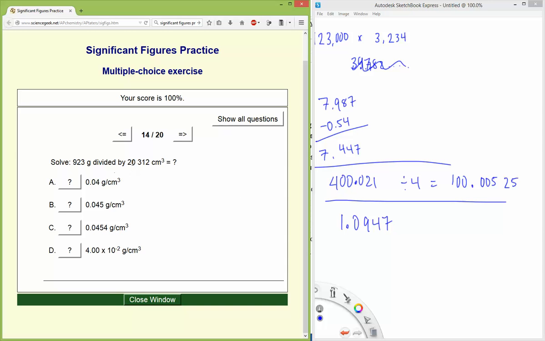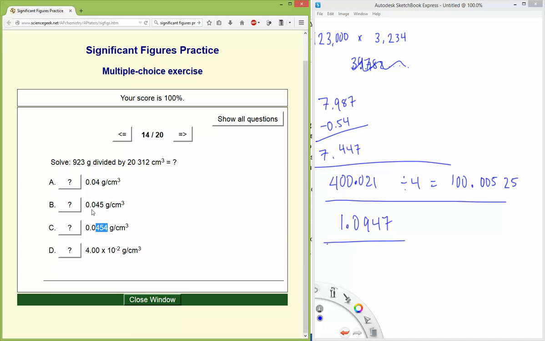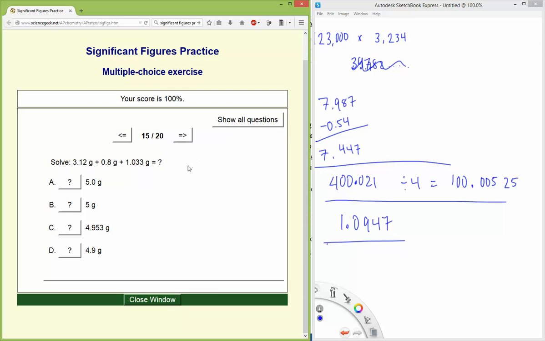Okay, so 923 divided by 2312. They're all going to be some variation of this 0.04 something. How many decimals do we want to keep, or how many significant figures do we want? We want to keep 3. We have 3 significant digits here, and we got 5 over here, but we're going to go down to 3. This one only has 2, this one only has 1, and this one has 3, but you did rounding incorrectly here.